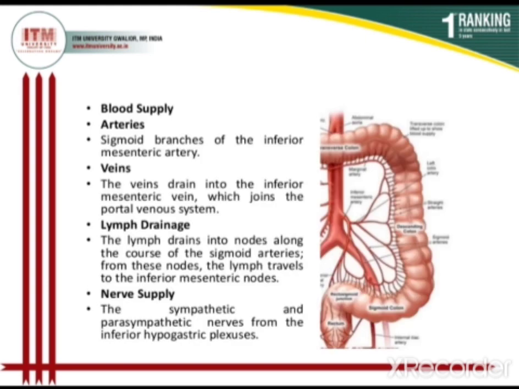Blood supply: arteries from the sigmoid branches of the inferior mesenteric artery. Veins drain into the inferior mesenteric vein, which joins the portal venous system. Lymph drains into the nodes along the course of the sigmoid arteries. From these nodes, the lymph travels into the inferior mesenteric nodes. The nerve supply is the sympathetic and parasympathetic nerves from the inferior hypogastric plexus.